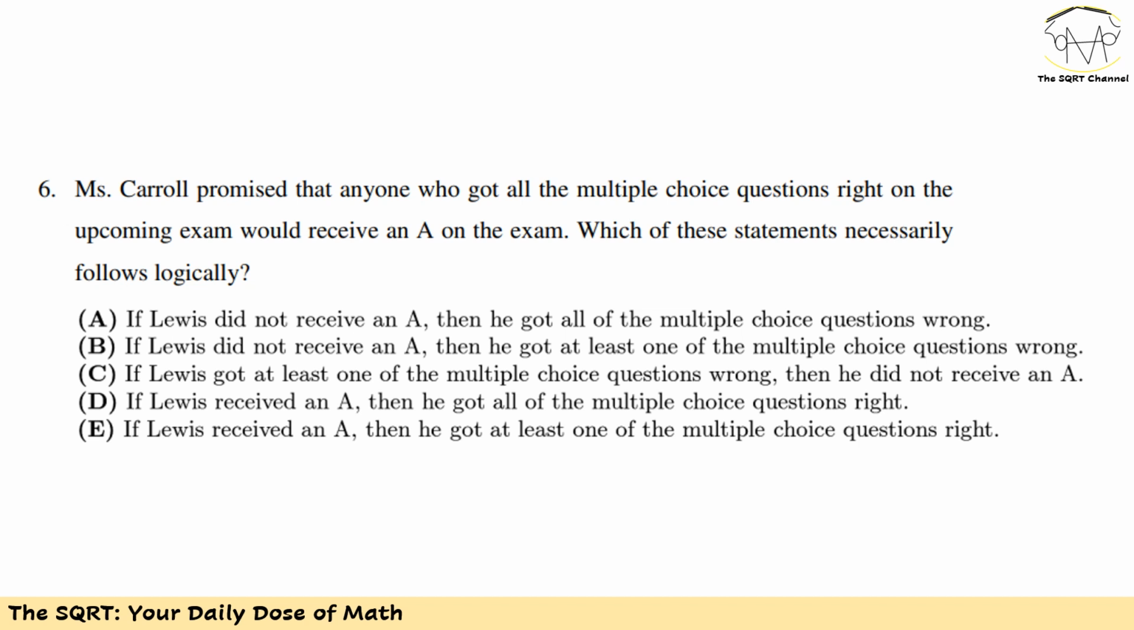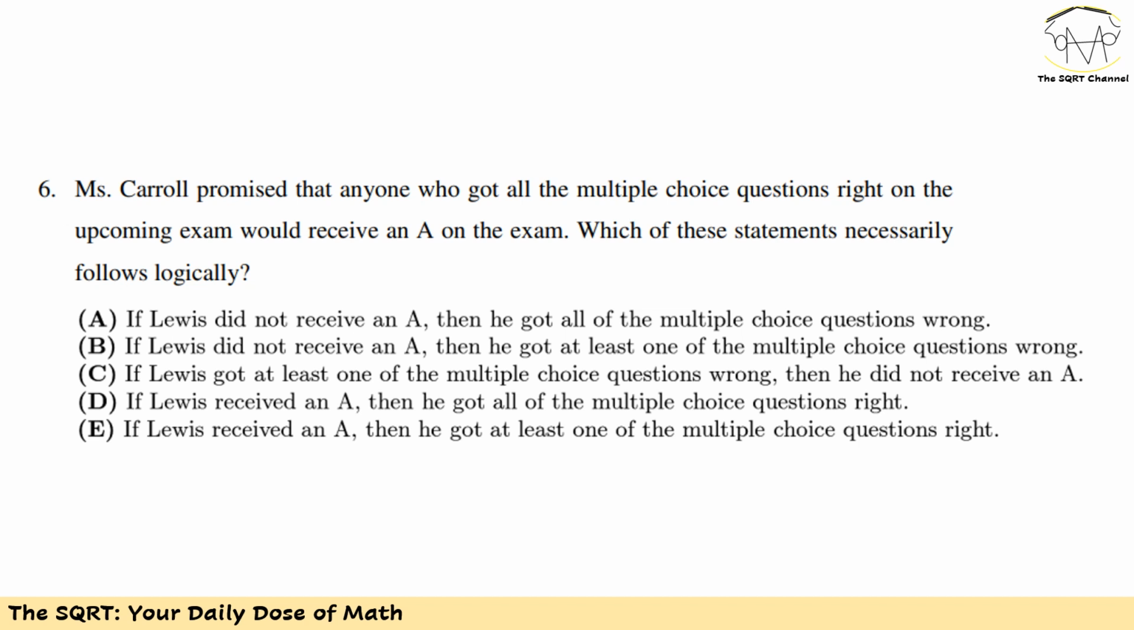Choice number C: the student got at least one question wrong, then he did not receive an A. That's not true. The only thing that the teacher says is if you get all right, you will get an A. It doesn't say that if you have some issues here and there, what you're going to get. So C is not correct.